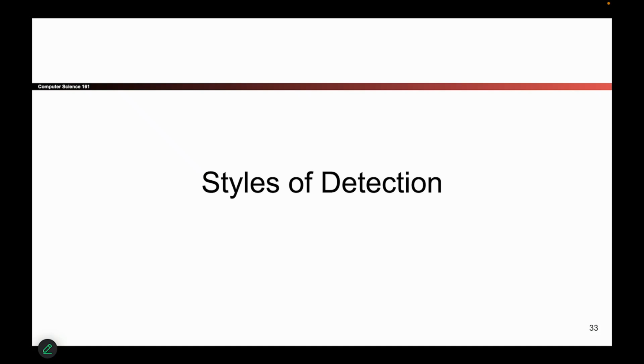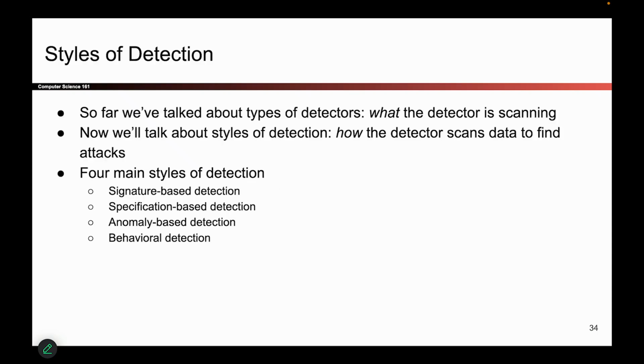OK, the third section today is all about styles of detection. So far, we've talked about where to put the detector, NIDS, HIDS, logging. We've talked about how to measure if the detector is good. And now in this third section, we will look at how the detector actually works.